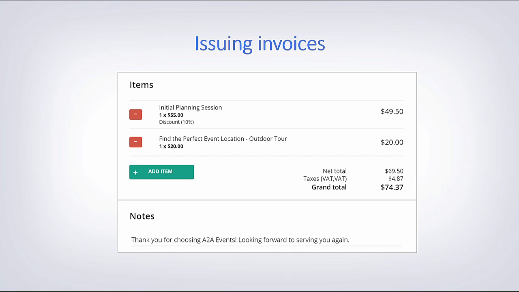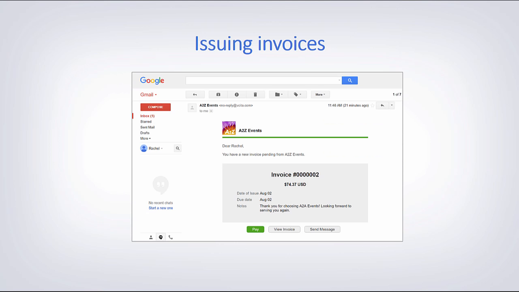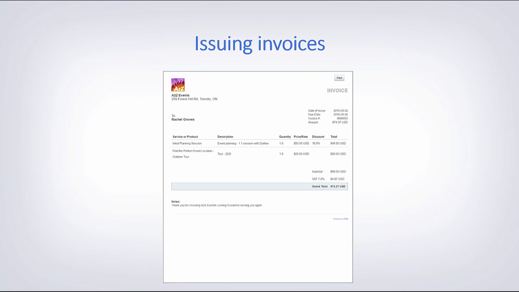Here you can see I added 2 items to this invoice. I can see the net total, the taxes, and I can add some notes to the client. I can also select the option to allow the clients to pay online. When I issue the invoice, the client will receive it via email, and they're going to be able to view it, print it out, and of course pay for it online like we showed earlier.